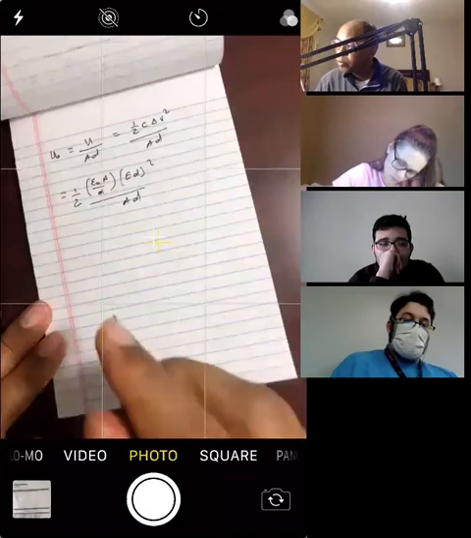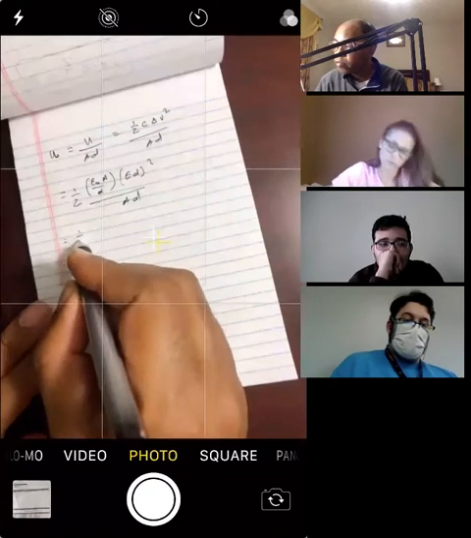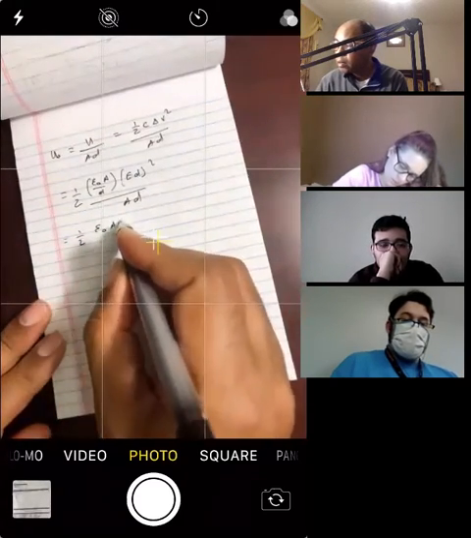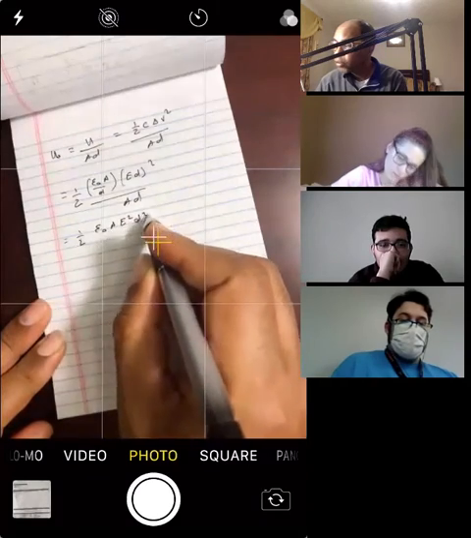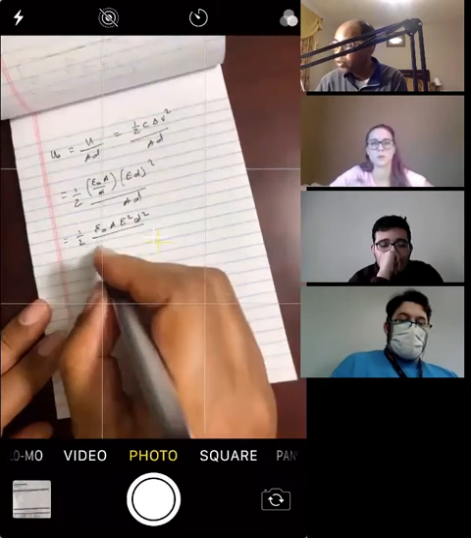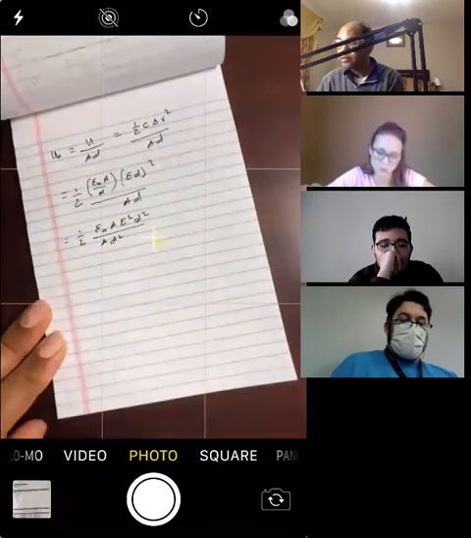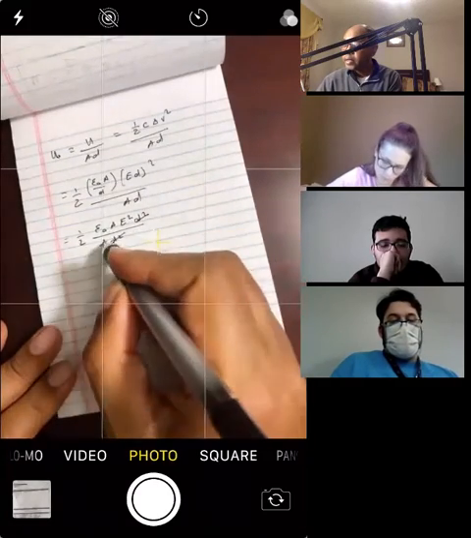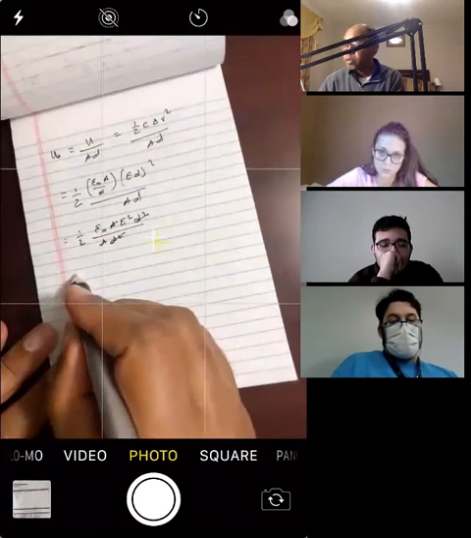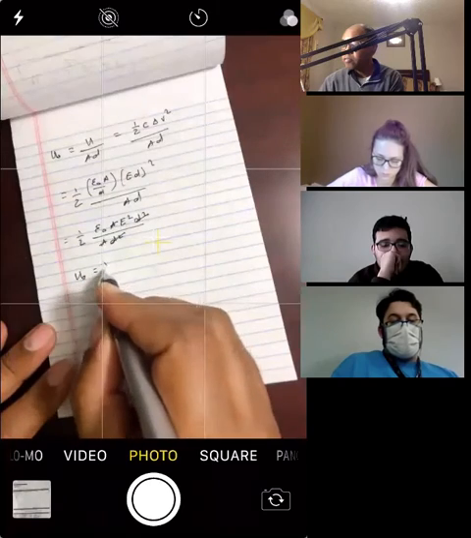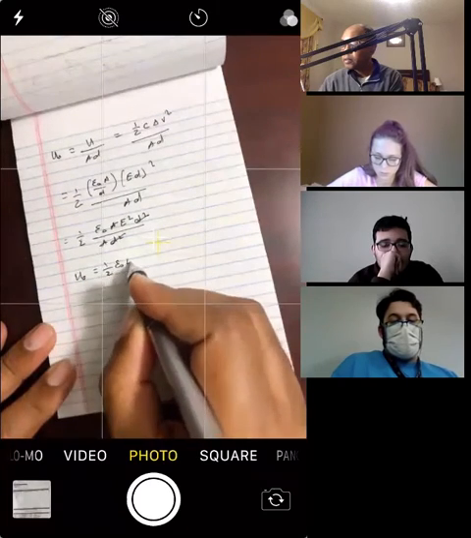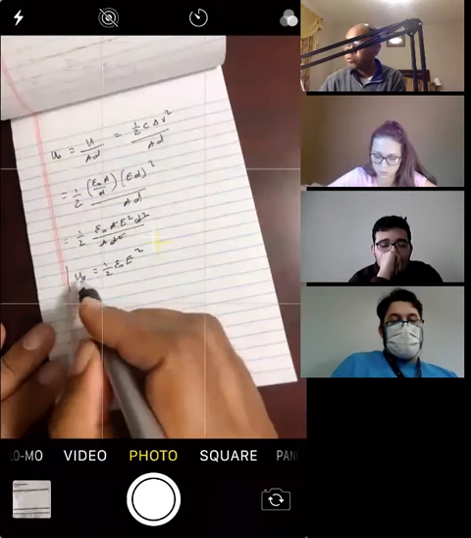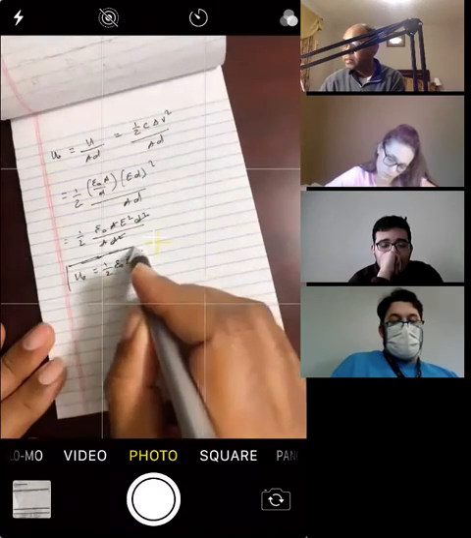Now, let's simplify this one. At the top, we have half epsilon A E squared d squared. At the bottom, we have A d squared. Do you see that? So this cancels out. The area cancels out. You get this formula for the energy density: half epsilon E squared. So at any point where the electric field is E, this is the energy density.